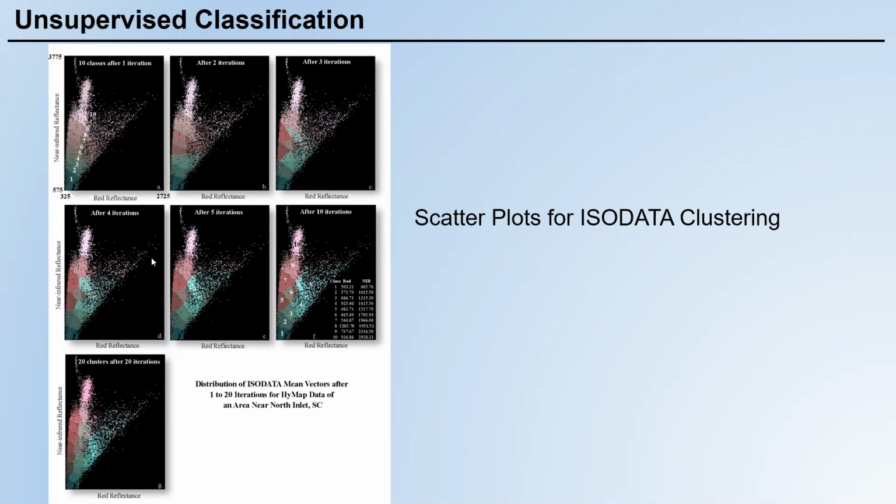Okay, so we have several scatter plots here. The first one is 10 classes after the first iteration of ISODATA. You can say we have in general two hues here. Hue 1 is green, hue 2 is pink. But within each hue, there are different saturations. So two hues and several saturations together are used.